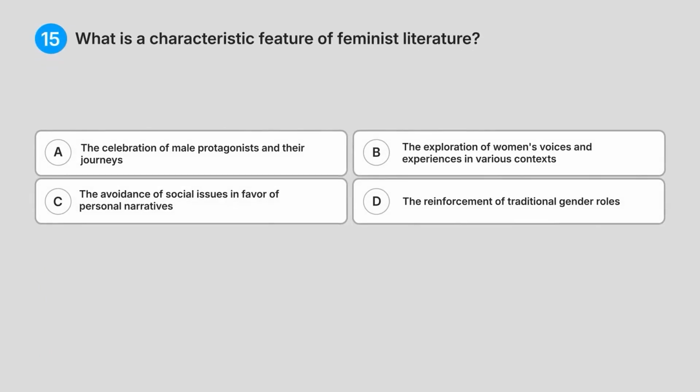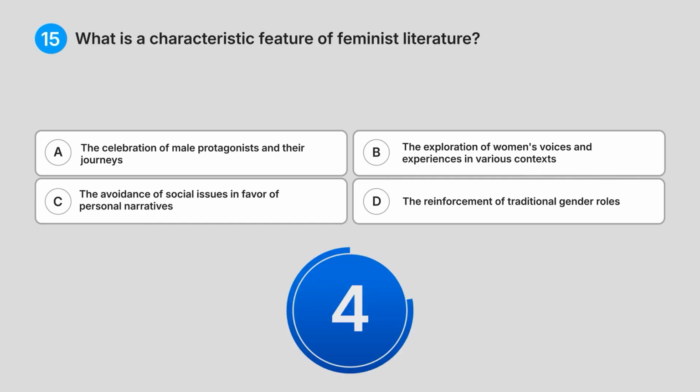15. What is a characteristic feature of feminist literature? A. The celebration of male protagonists and their journeys. B. The exploration of women's voices and experiences in various contexts. C. The avoidance of social issues in favour of personal narratives. D. The reinforcement of traditional gender roles.